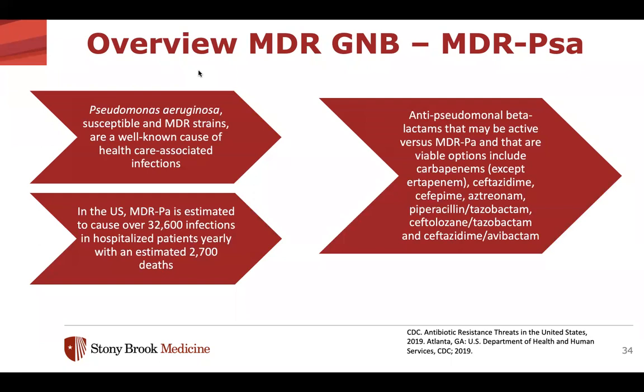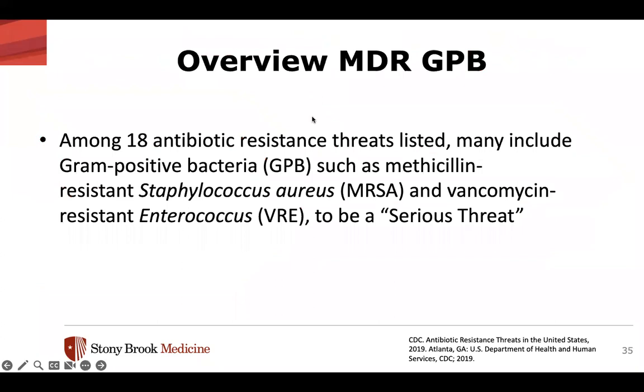So now that we have a good overview on multi-drug resistant gram-negative bacteria, I'm also going to go over multi-drug resistant gram-positive bacteria. Among the 18 antibiotic resistant threats listed, many included gram-positive bacteria such as MRSA and vancomycin-resistant enterococcus, also known as VRE, as a serious threat. Given the high prevalence and associated morbidity and mortality, we will focus on MRSA and VRE infections in the CE, even though there are a lot of other serious threat gram-positive bacteria out there.